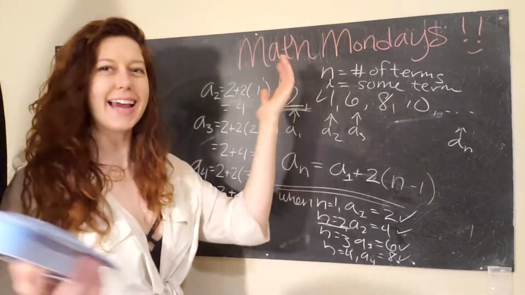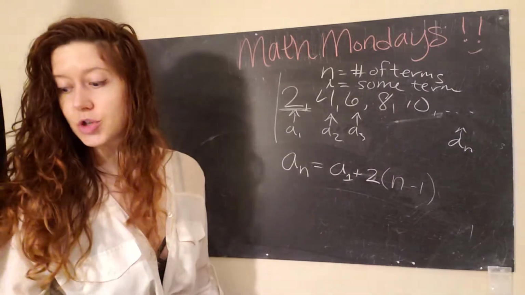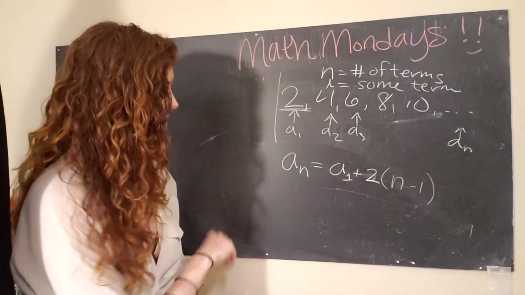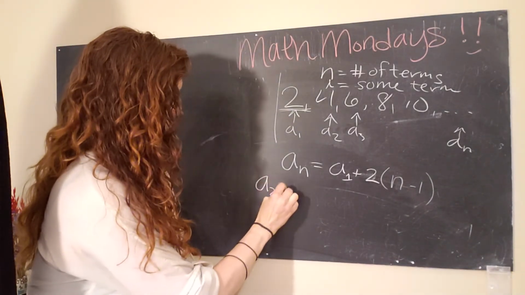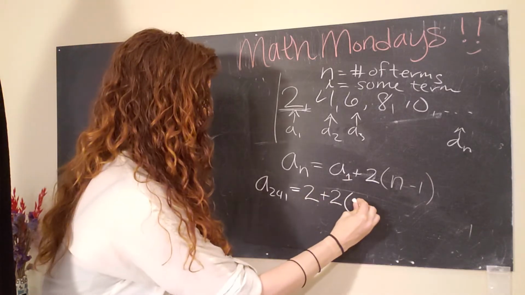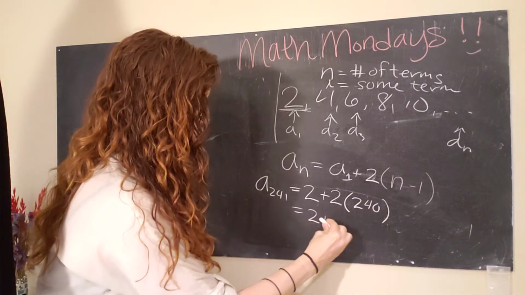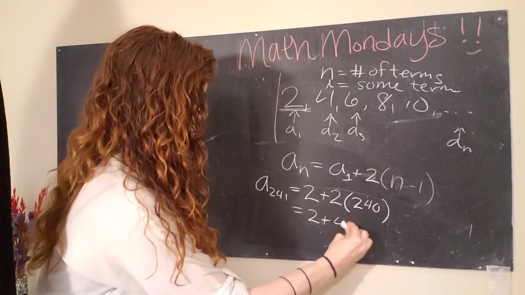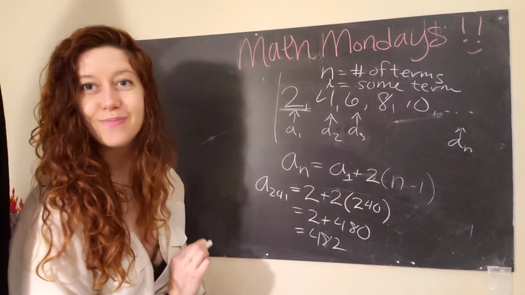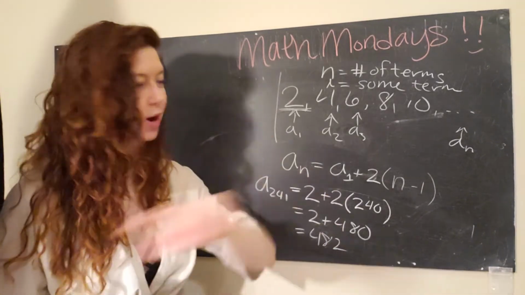So now that we have checked 4 different cases, we know that our equation is suitable for our pattern. Yay! And now we can use our equation to ask what is the 241st term of this sequence. So a of 241 equals 2, our first term, plus 2 times 241 minus 1, which is going to be 240. 2 plus 480 equals 482. Ta-da!